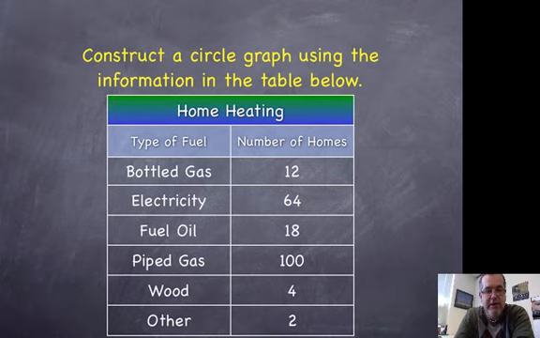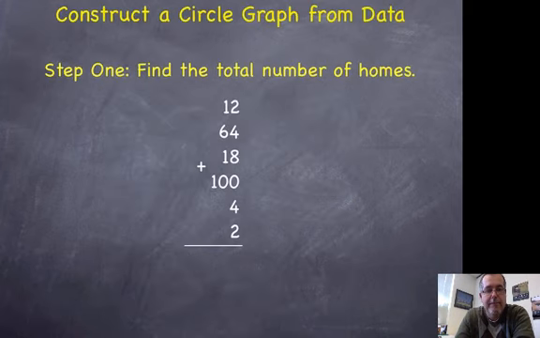So, we're taking a look at home heating, and we've got on the left types of fuel, and on the right we have the number of homes that use each type of fuel. Alright, so we need to first of all, in step 1, find the total number of homes. So we're going to take all the number of homes from that right hand column in the previous slide, and we're going to add them together.